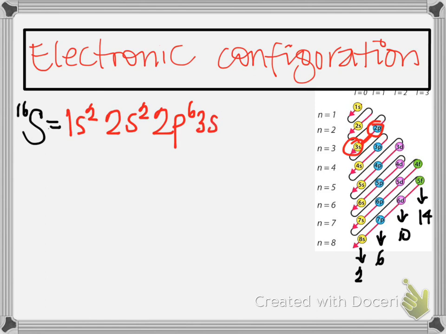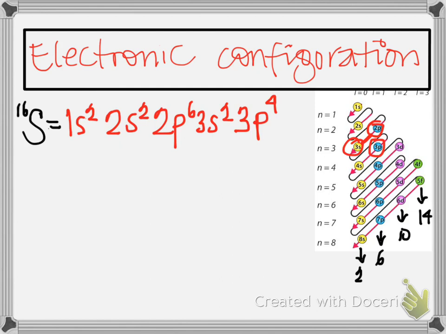And the next one is 3p, and now I have to count. I have 12 and I need 16, so I will add here just 4. So this will be my electronic configuration for sulfur.